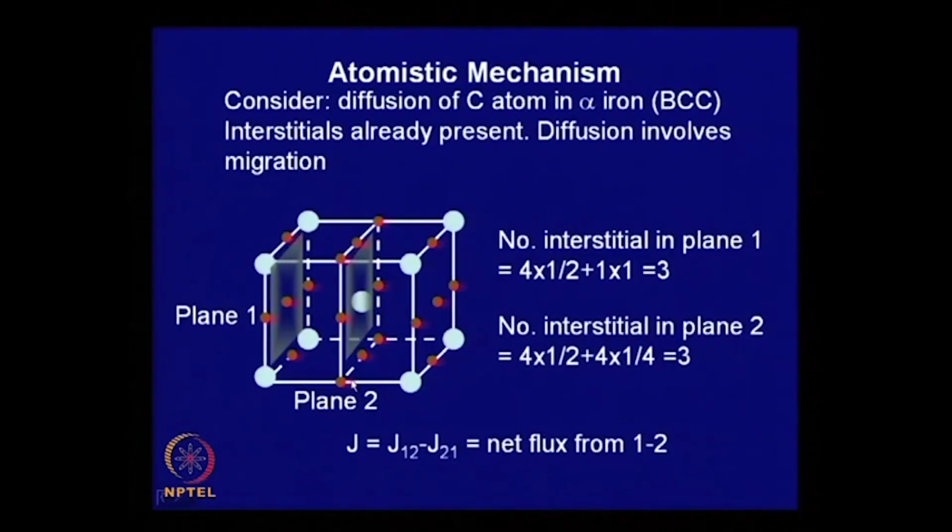Now, if you look at this atomistic mechanism, say if there is a carbon atom here, if it has to move to this plane, the nearest site here is occupied. So, this atom is not able to move, but look at this atom over here, which is an interstitial atom, and this can move to this point.